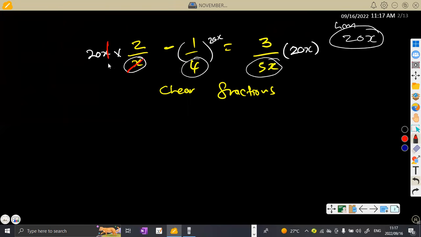So x and x will cancel. You're going to cancel this also. The same, 4 into 20 here, that's 5. The x and x will cancel. 5 into 20, that is 4. Okay, so that's what you're going to have at the end.